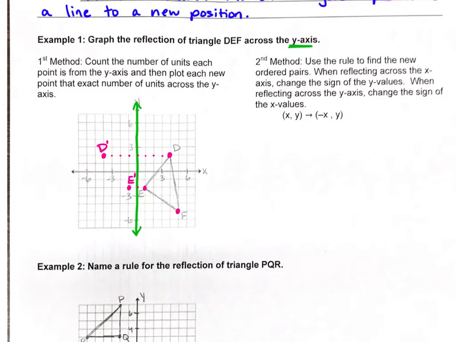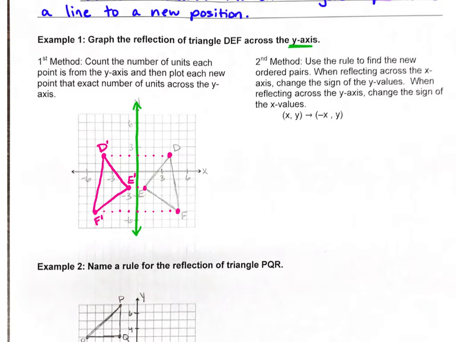And then point F is 1, 2, 3, 4, 5 units away from the y-axis. So I'm going to count 5 units on the other side. 1, 2, 3, 4, 5. And plot that point as point F prime. So I connect the dots to connect the vertices of the triangle, and I get triangle D prime, E prime, F prime, and it has been reflected across the y-axis.